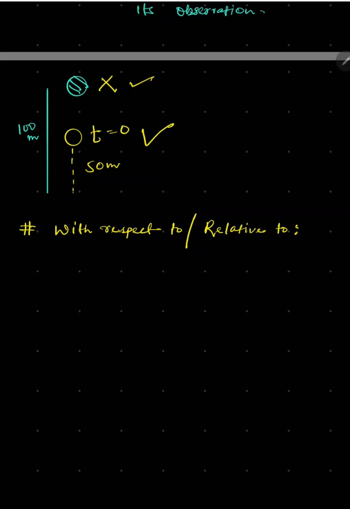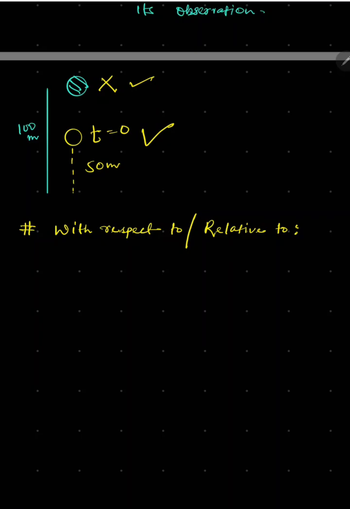So what it means? It simply indicates the observer. For example, if I am saying that I am looking at a car moving on a road, and that particular car is moving with a speed of 50 meter per second, all the observations are given by me, so I will say that the car is moving with a speed of 50 meter per second relative to me. Here, relative to me simply means that I am the observer and the car is the object.